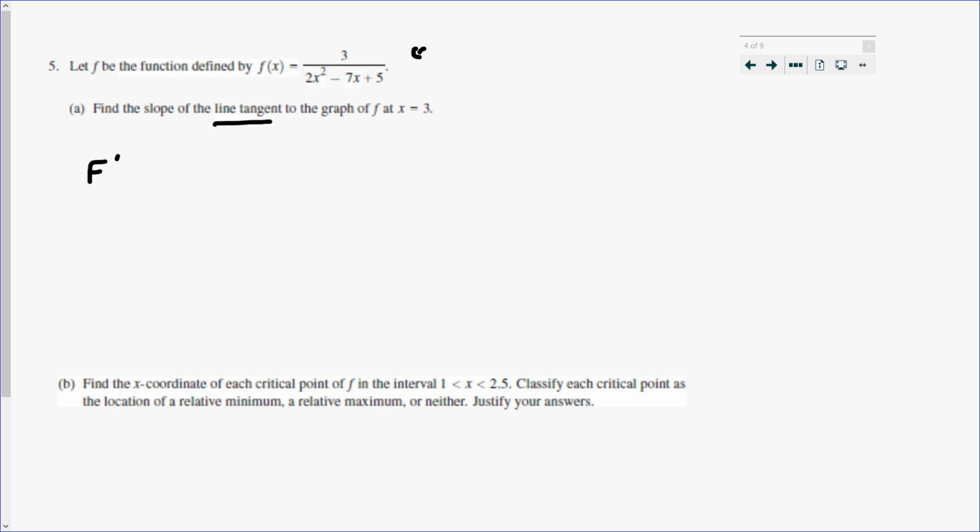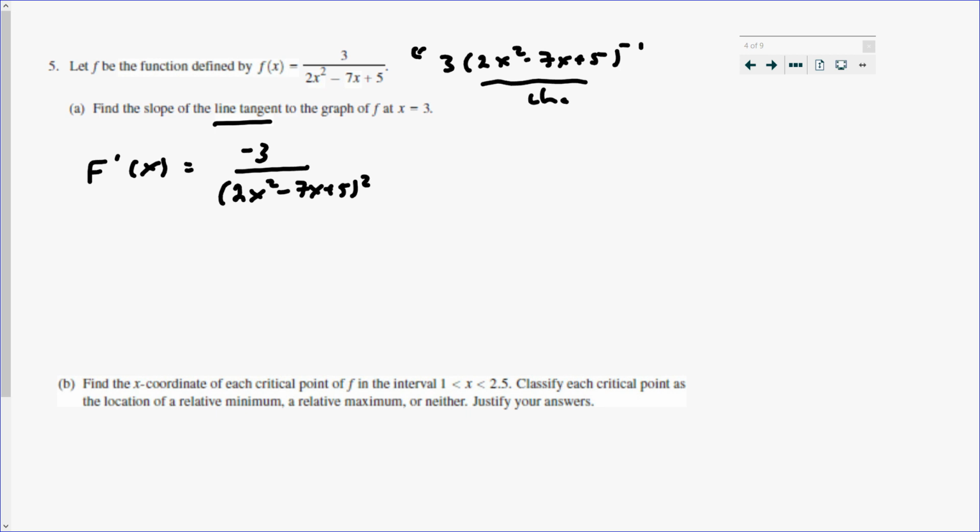Now, you can use quotient rule if you want to, or you can just use chain rule. You can think of this as 3 times (2x squared minus 7x plus 5) to the negative 1. Use chain rule, and that's going to give us negative 3, and when I take this derivative, that becomes to a negative 2, which you can put that entire quantity on bottom, (2x squared minus 7x plus 5) squared. Don't forget your chain rule times the derivative of the inside, which would be 4x minus 7. And there's your derivative right there.